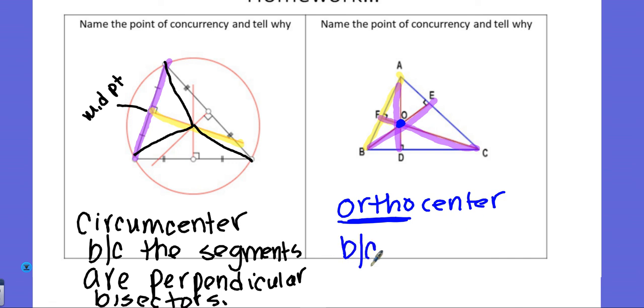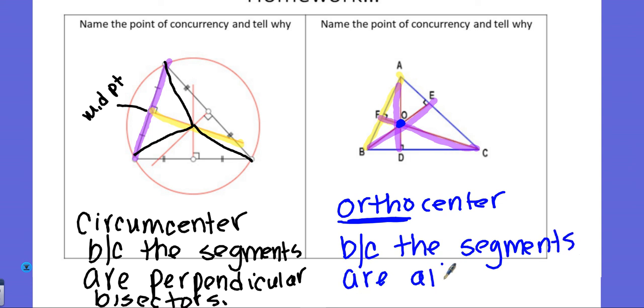And we're going to say because the segments are altitudes. The segments are altitudes. Okay, let's keep going.